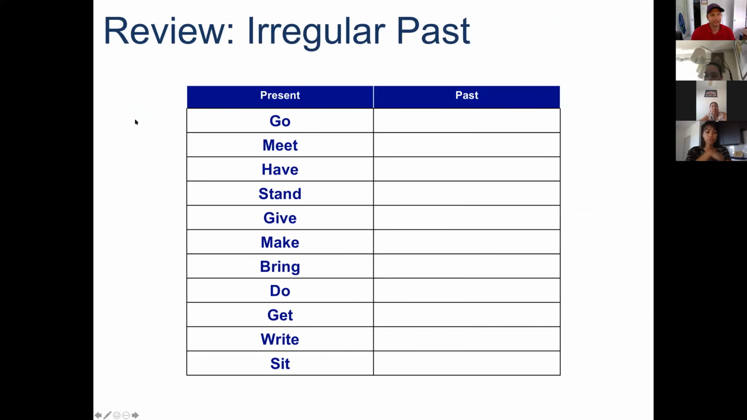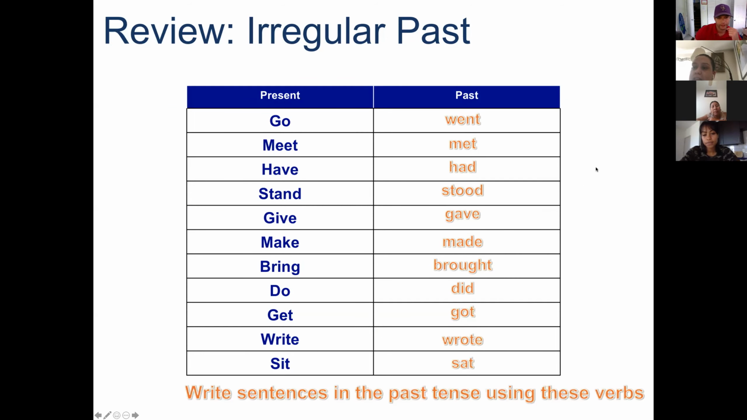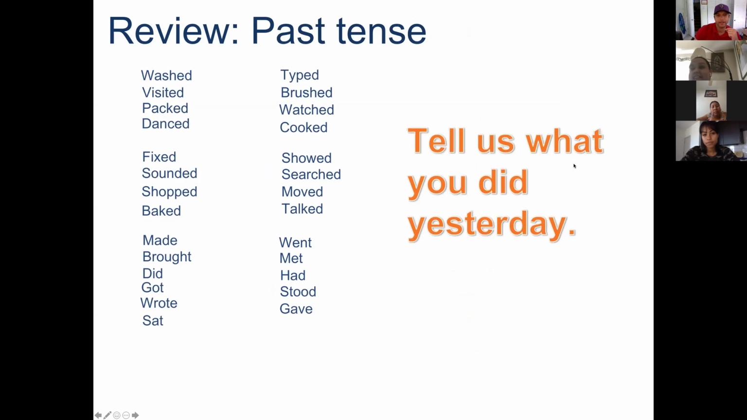Okay. What's the past tense of go? Went. Meet? Met. Have? Had. Stand? Stood. Give? Gave. Make? Made. Bring? Brought. Do? Did. Get? Got. Write? Wrote. Say? Said. Sit? Sat. Very good. Okay. So, in as much detail as possible, Sarai, what did you do yesterday?